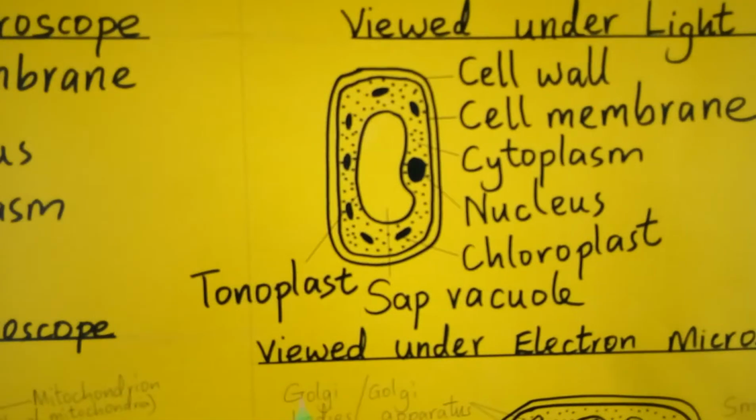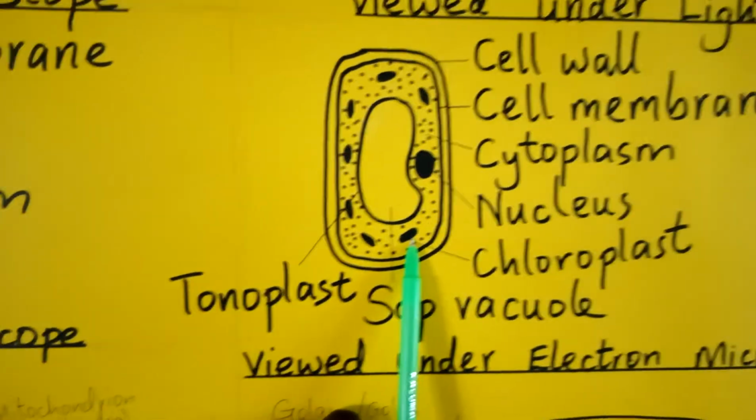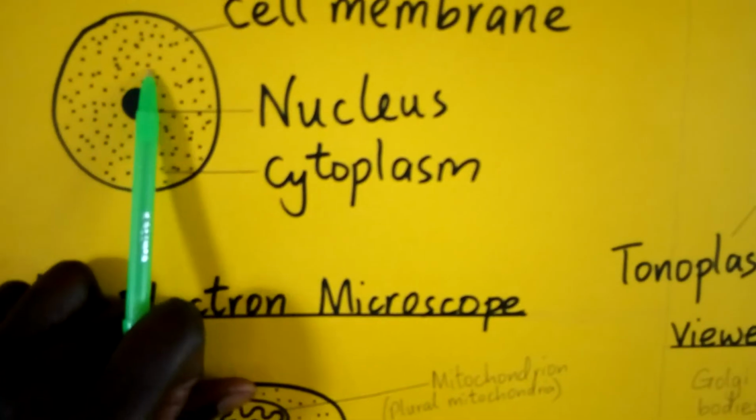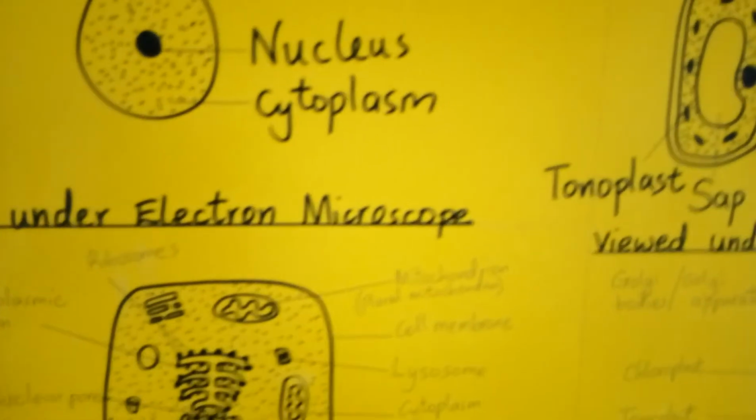The plant cell has chloroplasts. They are here. I hope they are visible now. They have chloroplasts, while the animal cells lack the chloroplast. Difference number 6.